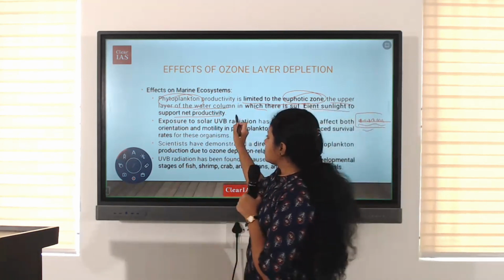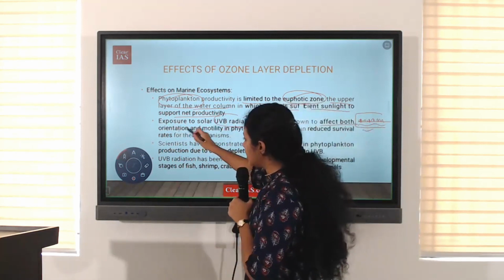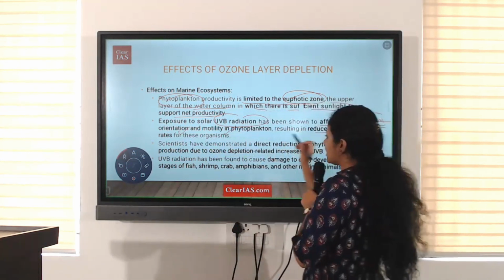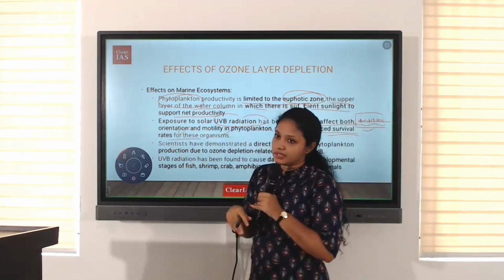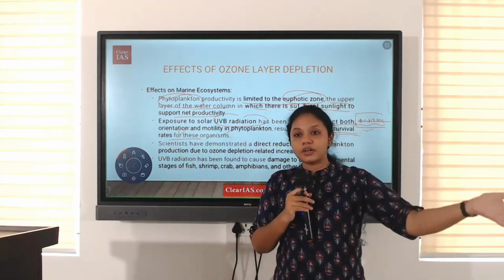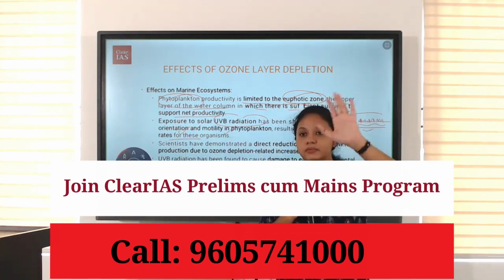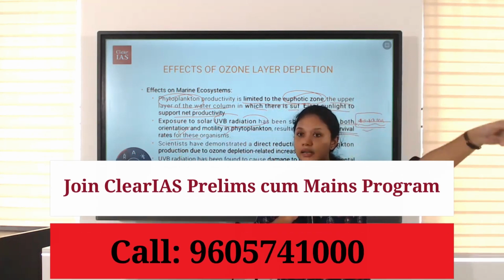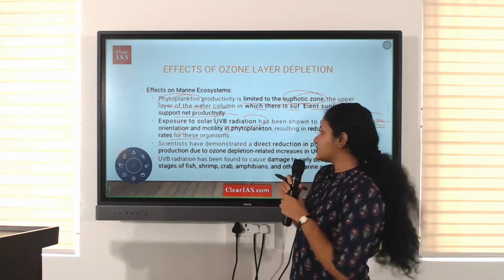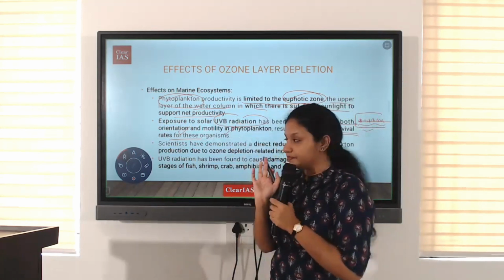Exposure to solar UV radiation has been shown to affect both orientation and mobility in phytoplankton, resulting in reduced survival rate of these organisms. Similar to what is happening in plants, their physiology is affected. Phytoplanktons are also producers, but the difference is plants are on land and phytoplanktons are in water. Similarly, their physiology, like orientation and mobility, is also getting affected.